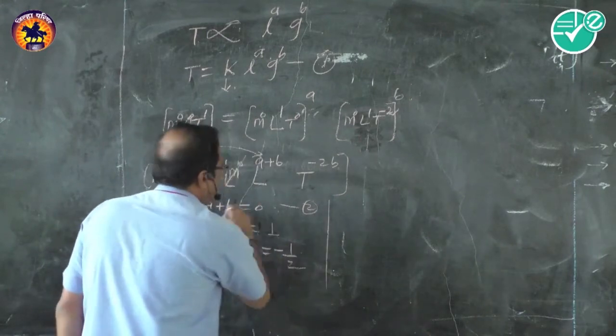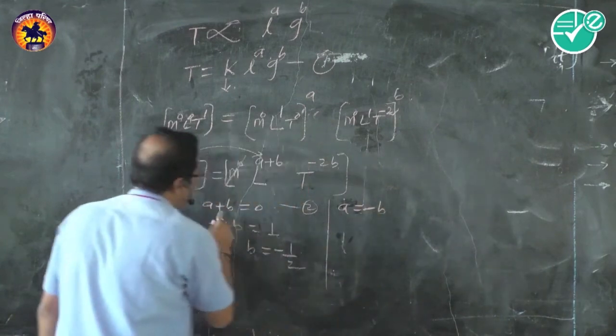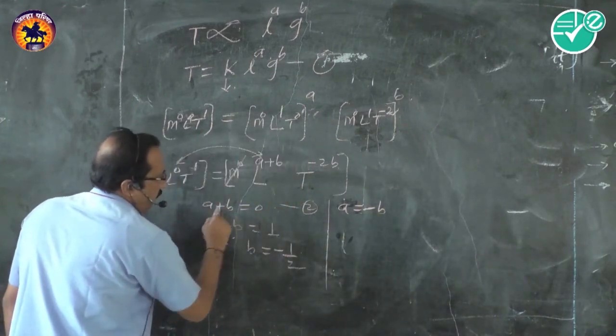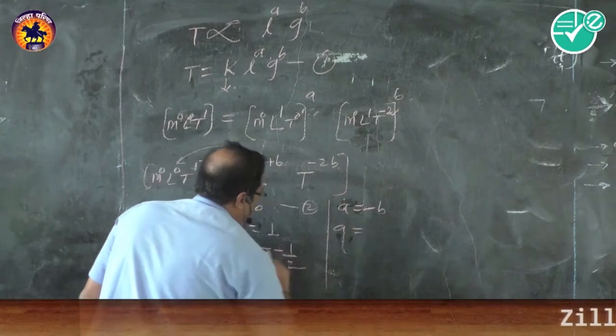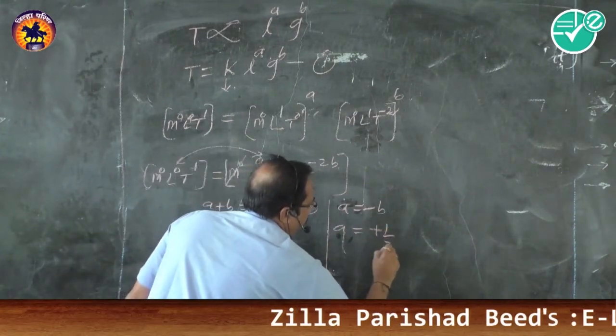So from this equation, what is a? a is equal to minus b. It's very clear. a plus b is equal to zero. a is equal to minus b. Therefore, b comes minus half, therefore a is equal to plus half.